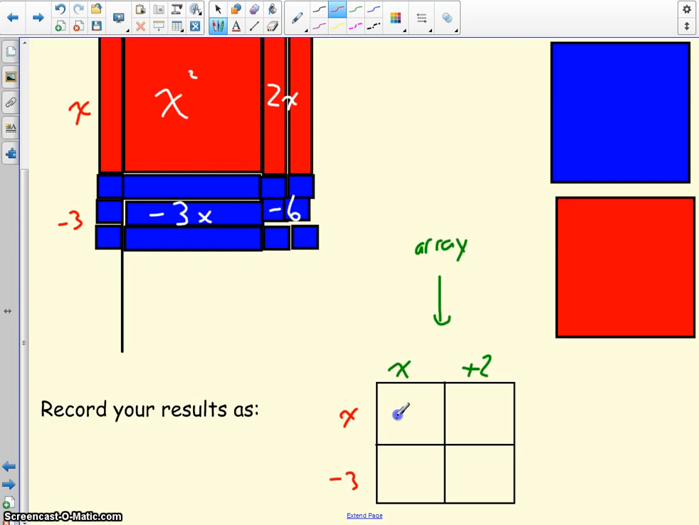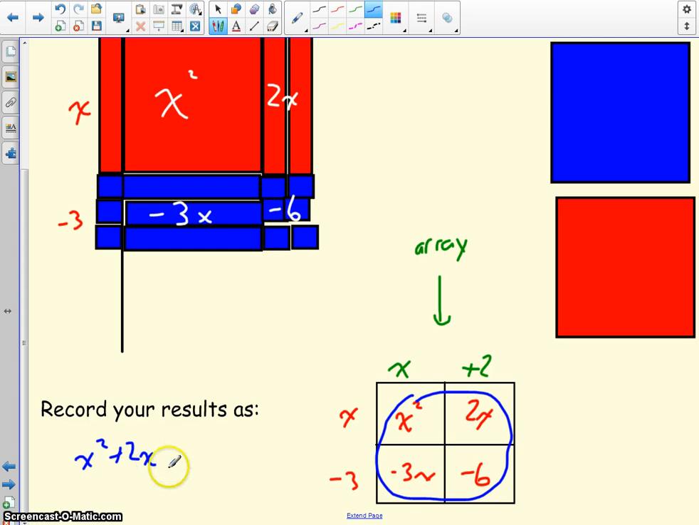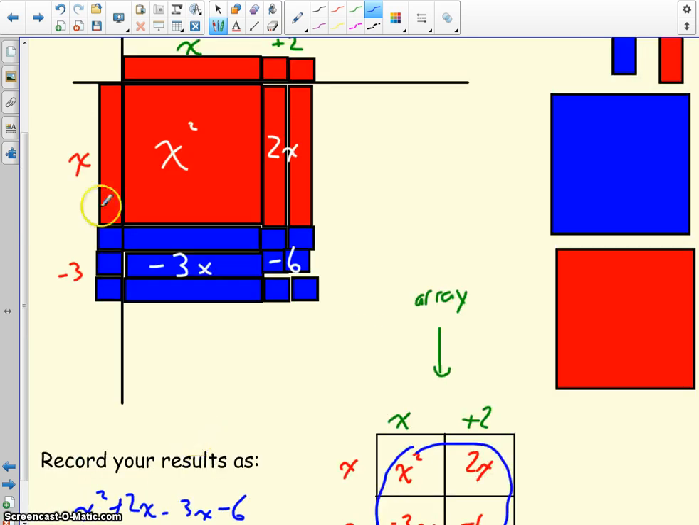So x times x is x squared, 2 times x is 2x, negative 3 times x is negative 3x, and negative 3 times 2 is negative 6. So we're filling all the individual boxes of this array using multiplication. And again, to find our total area, that's everything that we have in here, we're just adding all this together. So our final answer is x squared plus 2x minus 3x minus 6, which of course I'm just going to simplify using my like terms: x squared minus x minus 6. So now I've used an array to simplify, get the answer, and I can do it much, much faster than using algebra tiles.